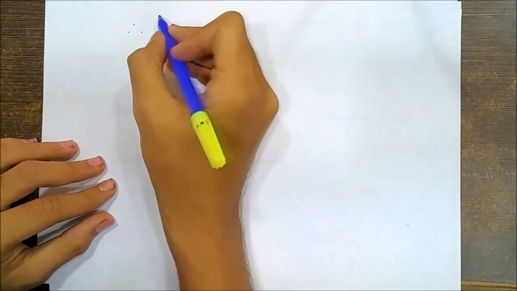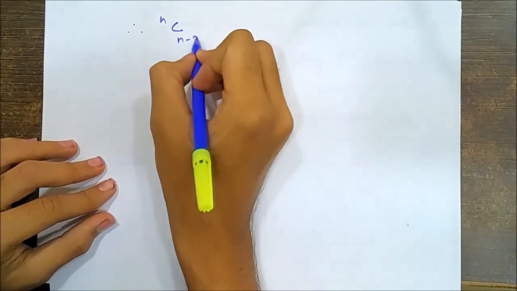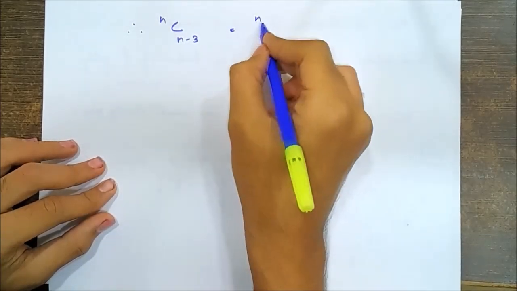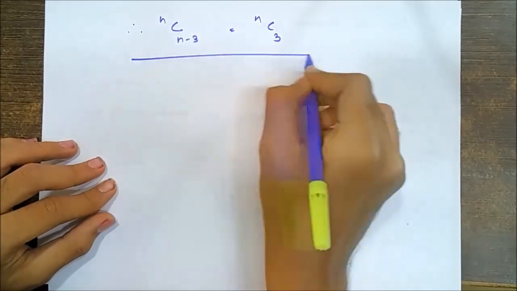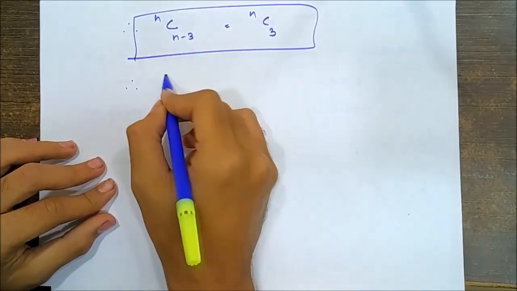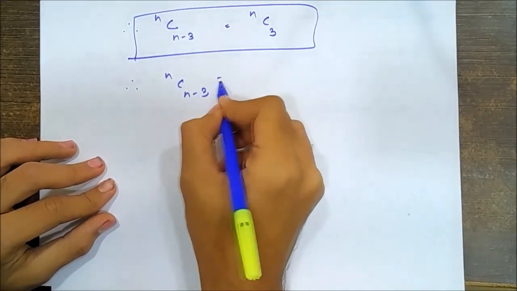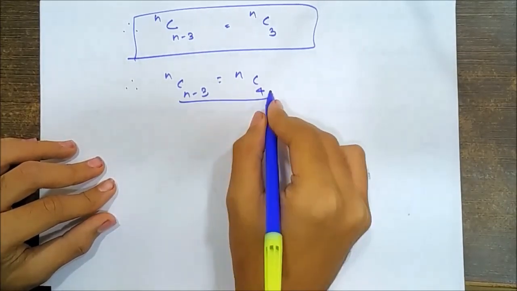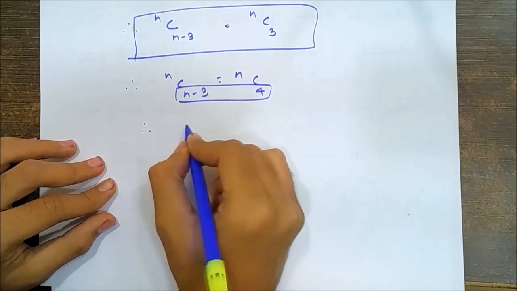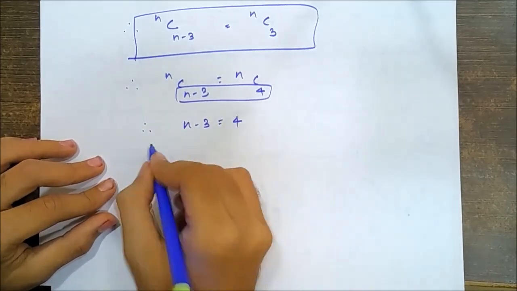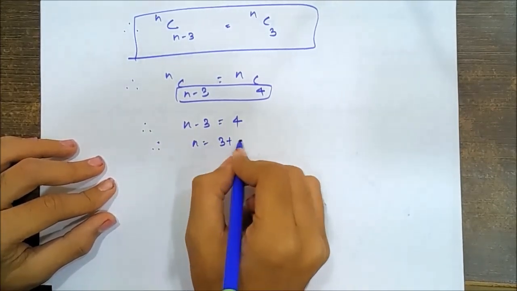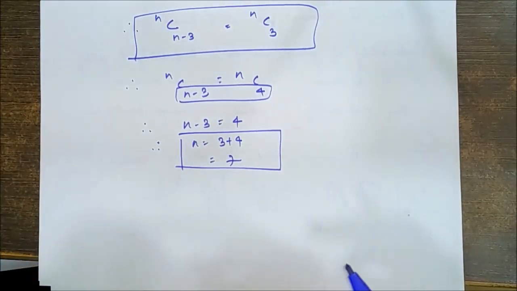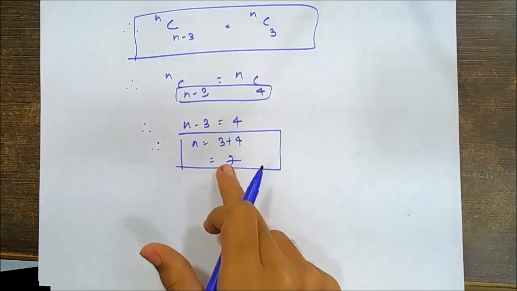So after cancelling, what we got is nC3 is equal to nC4. We can write nC3 as nC(n minus 3), because they are complementary. Therefore nC3 is nothing but nC(n minus 3). Okay, so we'll substitute it in the equation, that is nC(n minus 3) is equal to nC4. Now we'll equate these because they both are equal, that is n minus 3 is equal to 4, that is n is equal to 3 plus 4 is equal to 7. So we have come to know that the die is thrown 7 times, as n is equal to 7.